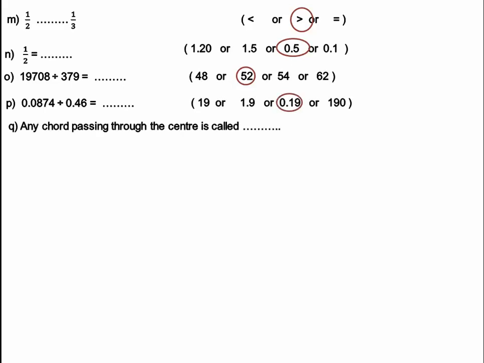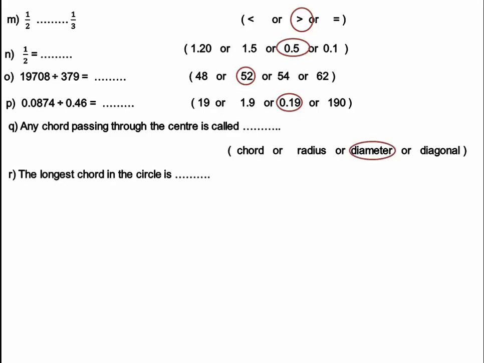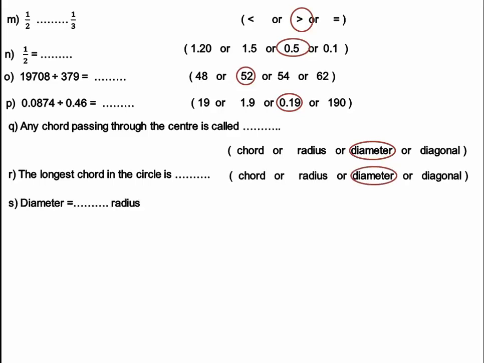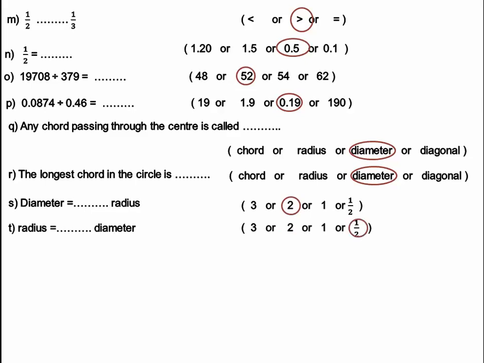Any chord passing through the center is called a diameter. We know that the diameter is the greatest chord, or the longest chord only. The longest chord in the circle is the diameter. The diameter equals twice the radius. The radius equals half the diameter.